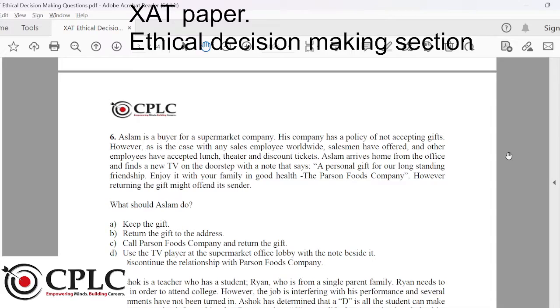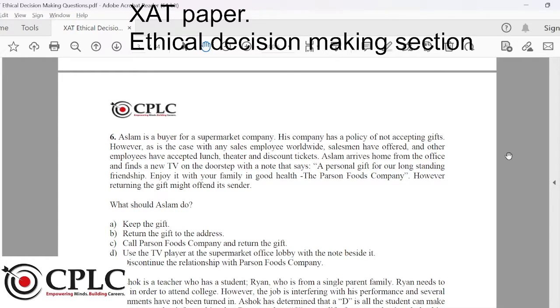So instead of just returning the gift, first call Parson Foods Company, tell them that I cannot accept the gift as this is against the policy and I am returning it. Okay, C would be better than B. Use the TV player at the market office lobby with the note beside it. Now, this will be very wrong, and you are actually making fun of Parson Foods Company. So this is not something which you should do.